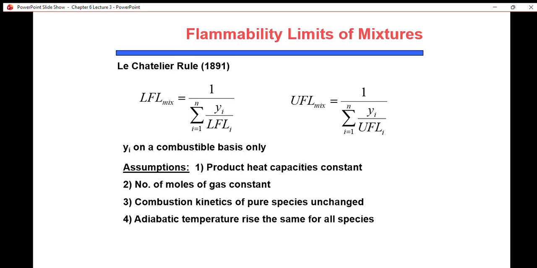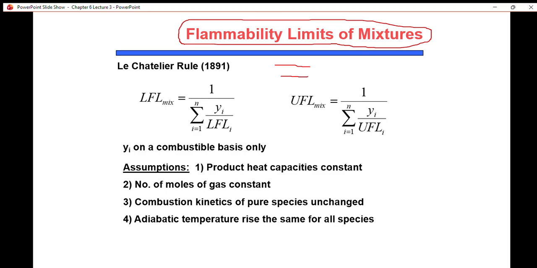In the previous slides, we have learned how temperature change and pressure change affect the lower flammability limit and the upper flammability limit. In this slide, we will discuss what we call the flammability limit of a mixture, which means I'm talking about cases that have two or more components.